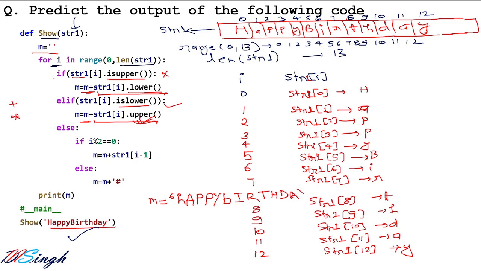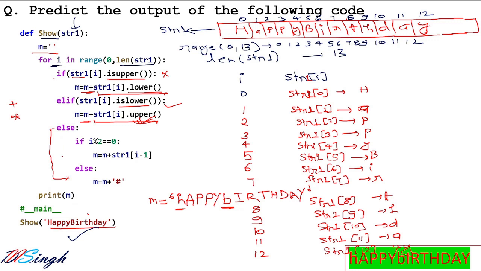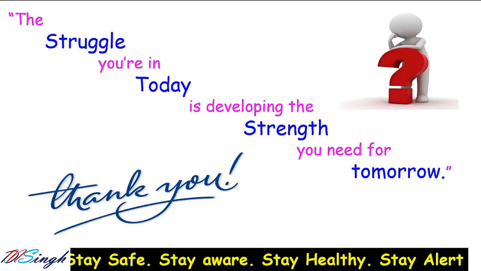So here you have y, and this is the final output. Let us see the output. Okay, h is small and b is small, remaining all are in capital case. So this is the final output. In that case, for this particular string, it never went to the else part. Always one of the conditions, if or elif, has been satisfied.